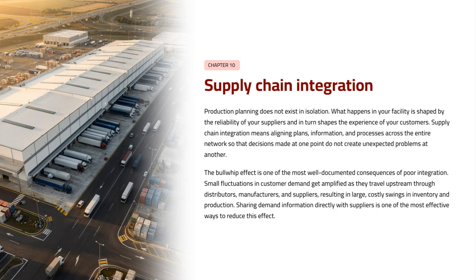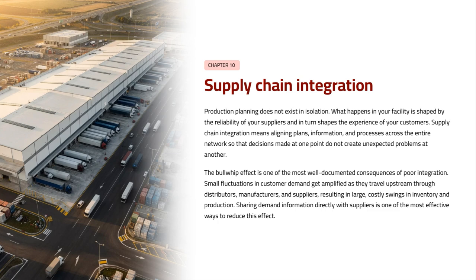A classic example of what happens without good integration is the bullwhip effect. This is where small changes in customer demand get magnified as they move upstream through distributors, manufacturers, and suppliers, leading to big, costly swings in inventory and production.